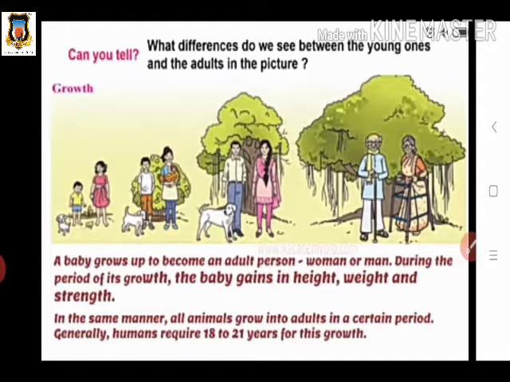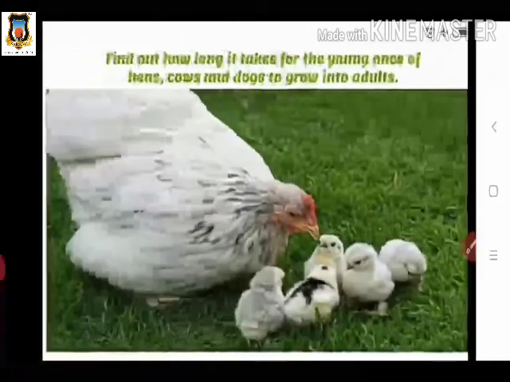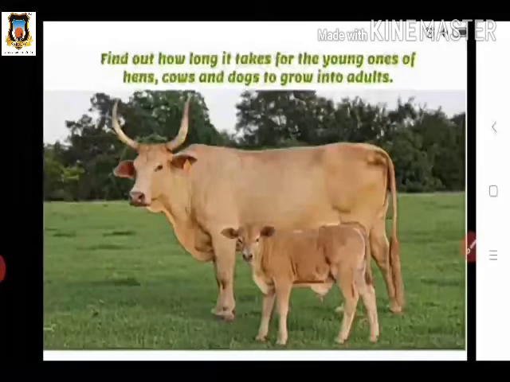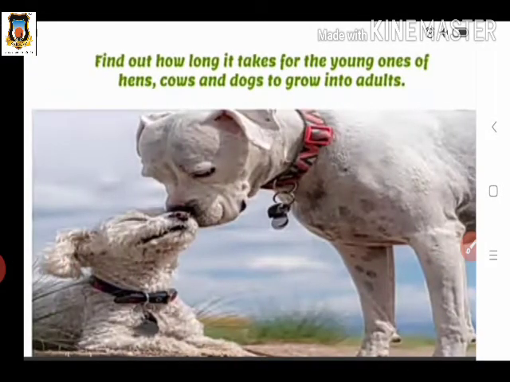You should find out how much time is required to become adults from the young ones, for dogs, hens and other animals. Here we see pictures of chicks and a hen. How much time will it take for these chicks to become adult hens? Then we see the cow and its calf. How much time does the calf take to become a cow? And there is a puppy; how much time does this puppy require to become an adult dog?